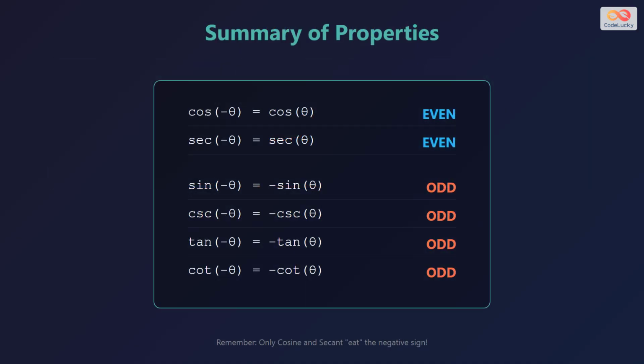To wrap up, here is your cheat sheet. The most important thing to remember is that cosine and its reciprocal, secant, are the only even functions. For them, the negative sign disappears. For all other 4 functions, sine, tangent, cosecant, and cotangent, they are odd, and the negative sign moves to the front.